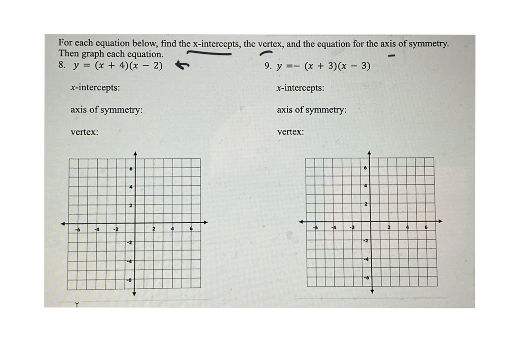So the x-intercepts here are negative 4 and 2. So I'll go ahead and put those on my graph. Negative 4 and 2 right there. Remember, the vertex is halfway between those two.